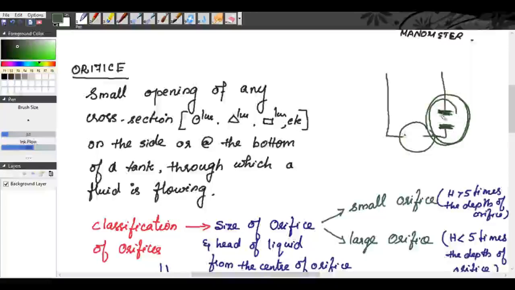Sometimes you can have the opening on the side, so from the tank the water will be flowing out. Sometimes you can have the opening at the bottom of the tank so that your water will be flowing like this.